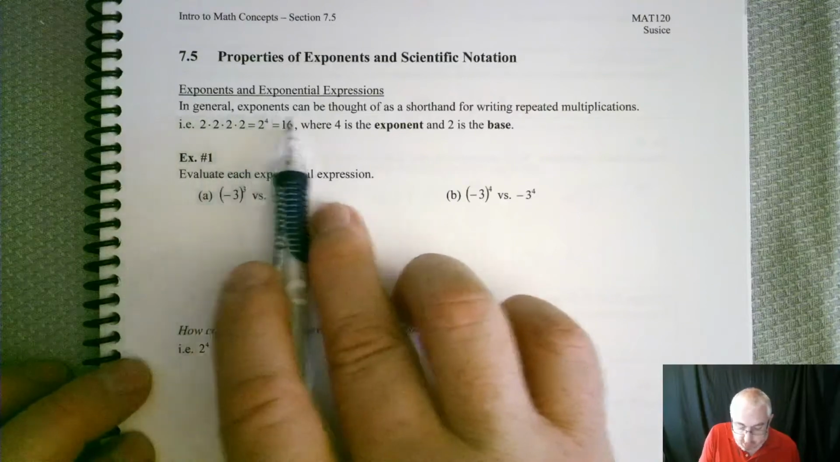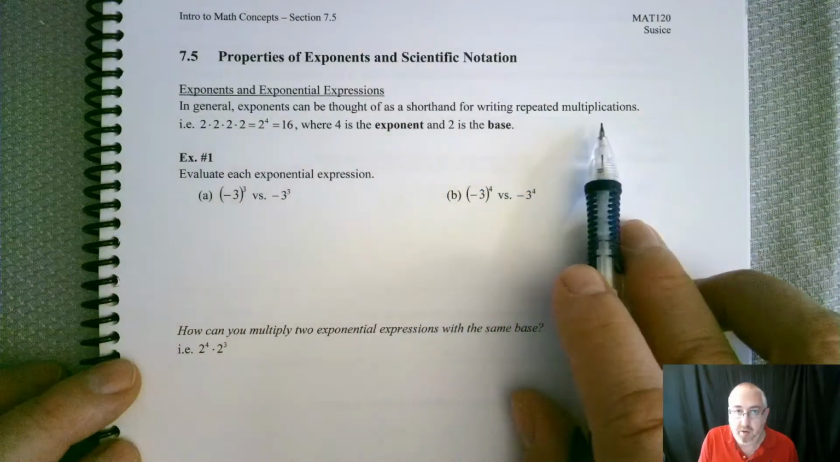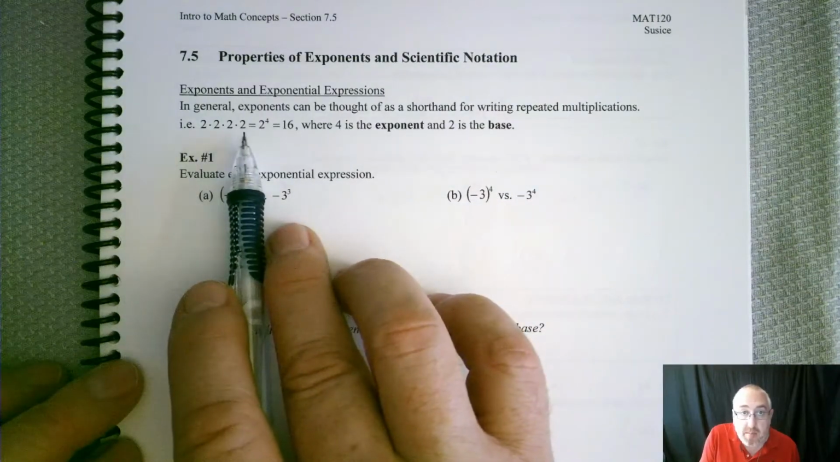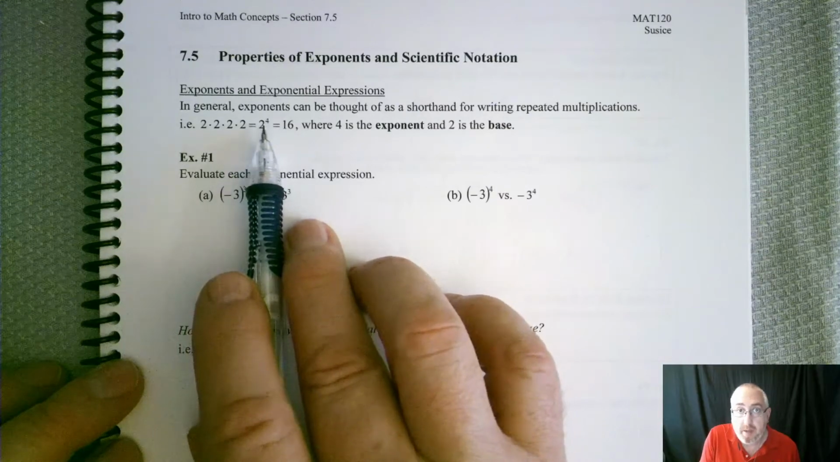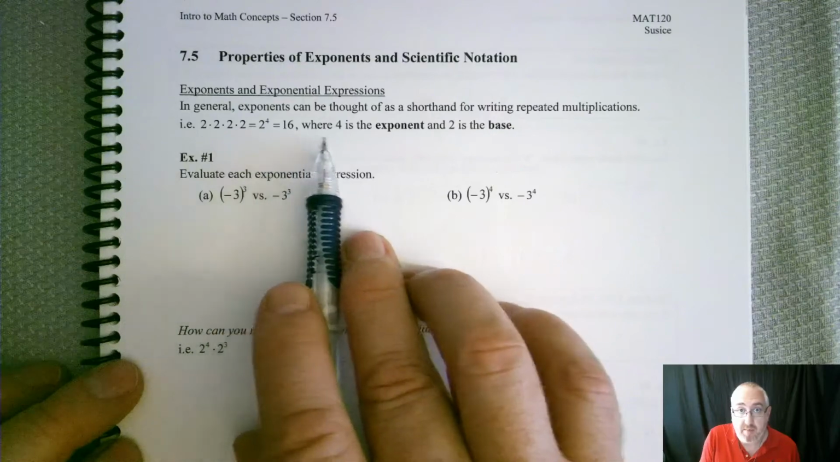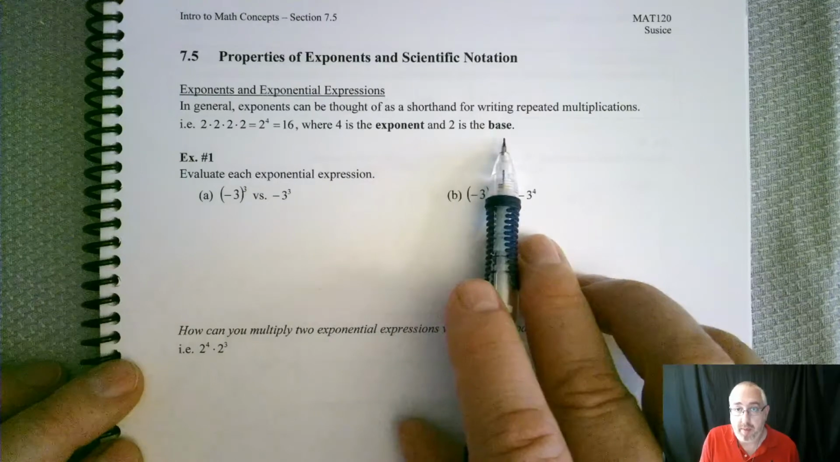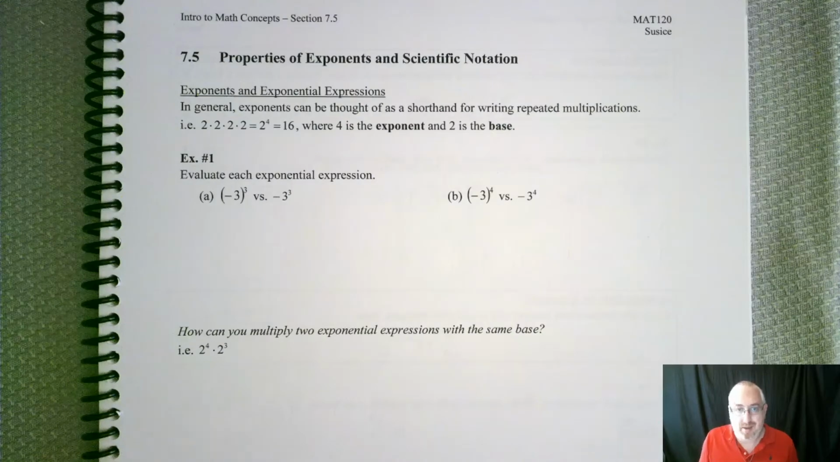In general, exponents can be thought of as a shorthand for writing repeated multiplications. So for example, if we're multiplying 2 times itself 4 times, we can write it in a more compact form as 2 to the 4th power, where it should equal 16, and then 4 is called the exponent, and 2 would be called the base. So the exponent is how many times you're multiplying it, and the base is what you're actually multiplying times itself.